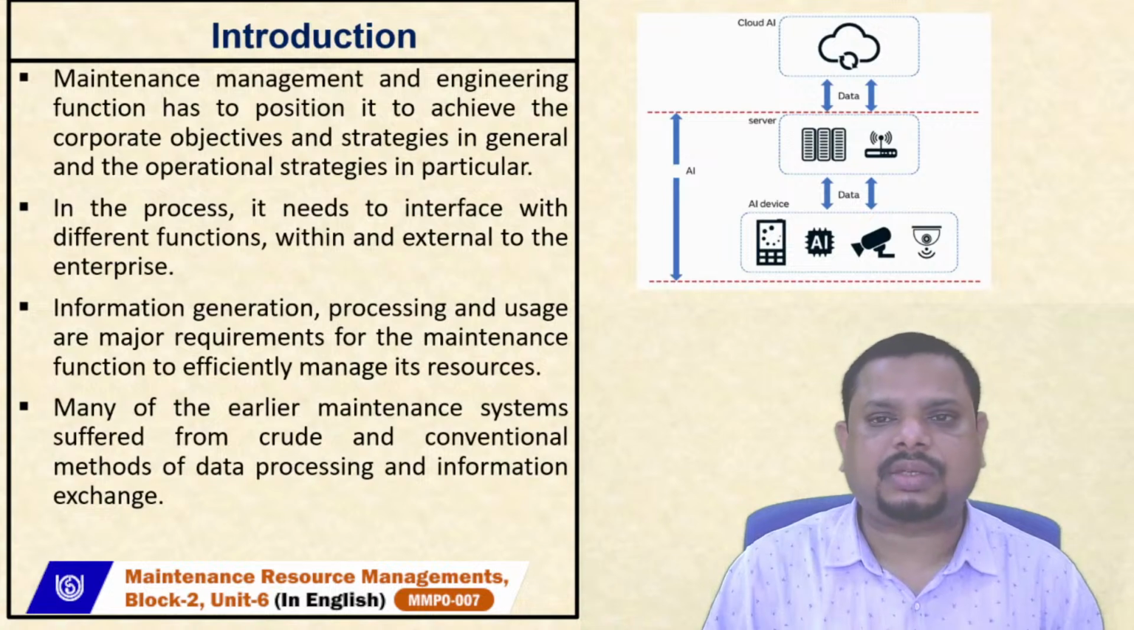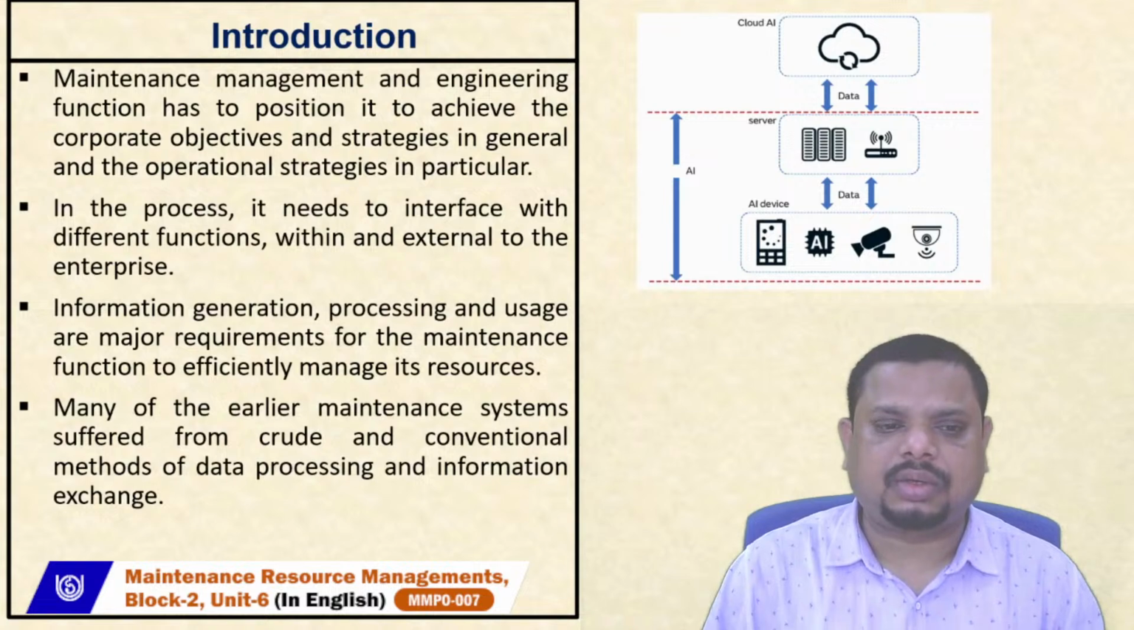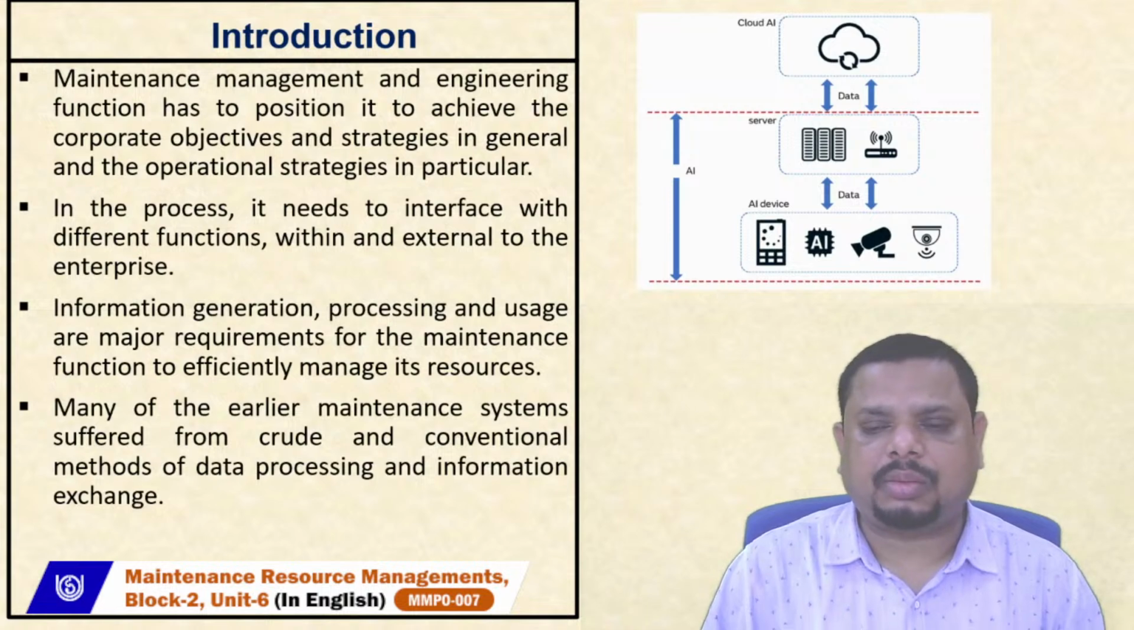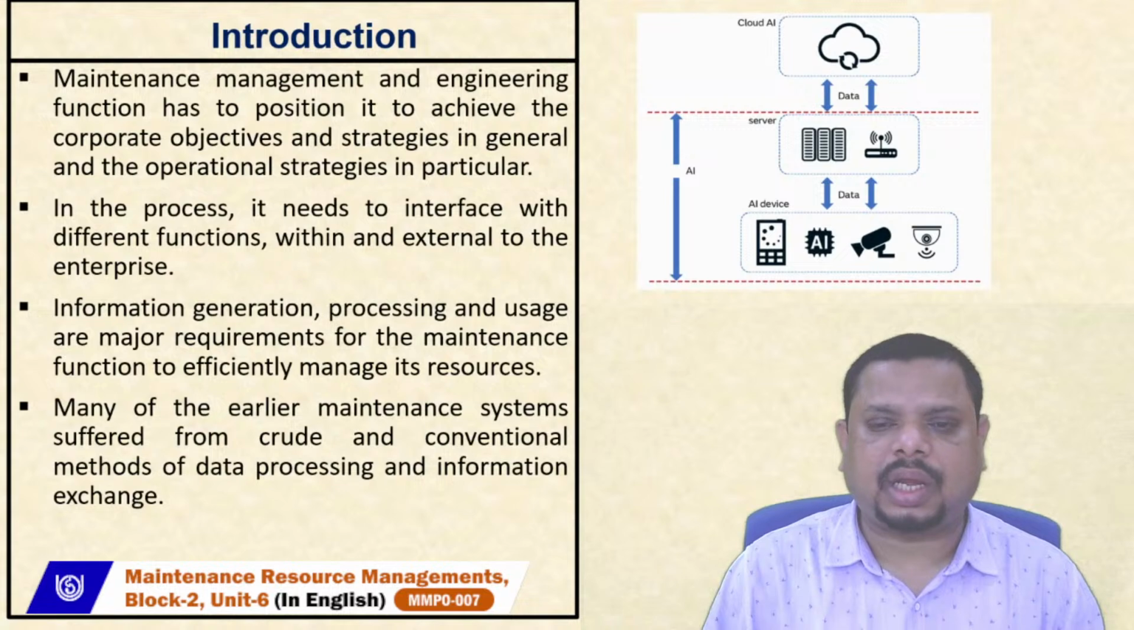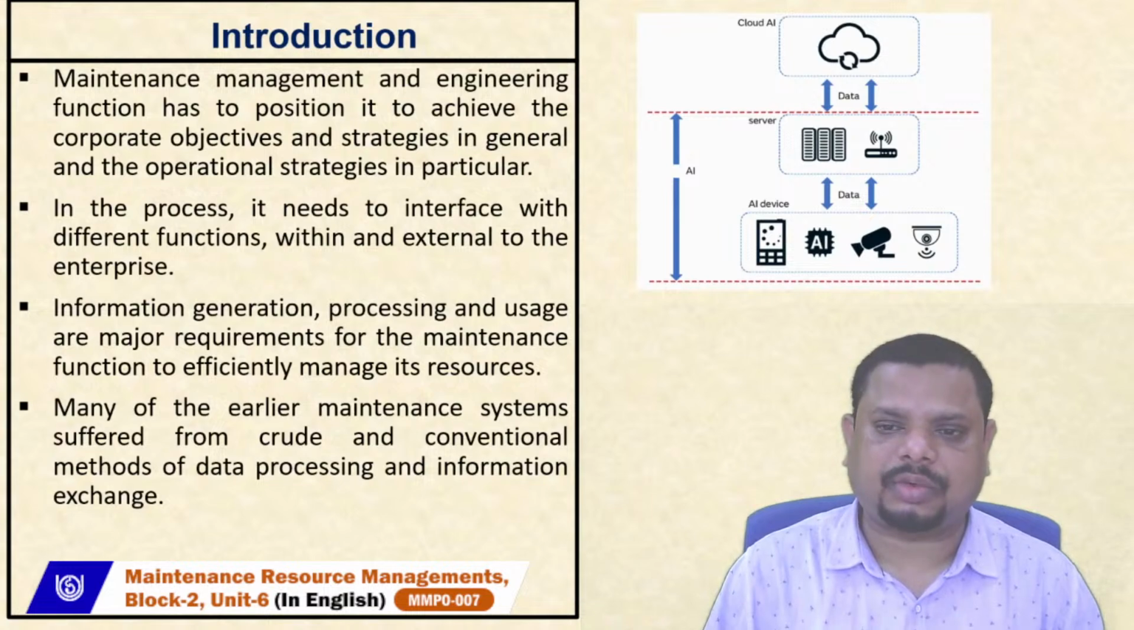Moving to the next one, information generation, processing, and use are the major requirements for the maintenance function to efficiently manage its resources. Whenever you think about maintenance management, the first important part is to generate a large amount of information in the form of data, and that data is then processed. The last is use, which is a major requirement for the maintenance function so that you can efficiently manage all kinds of resources, for example machines and equipment.